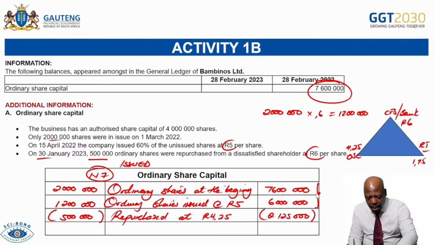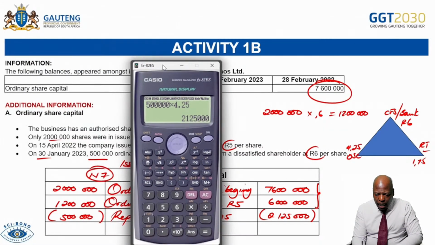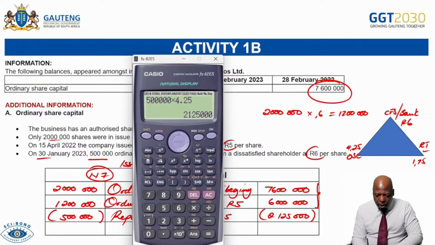So let's do that together again. So I'm coming here to say my 2 million plus 1.2 minus 500. So it's 3.2 minus 500. That's a 3.2 million. Or you're saying I must start it again from the top. Let's do it that way then. Let's start it from the top.